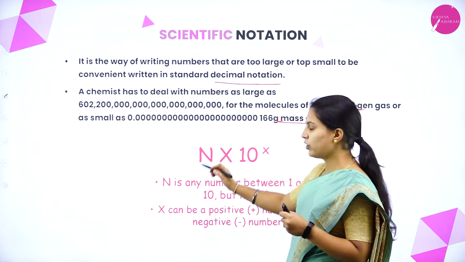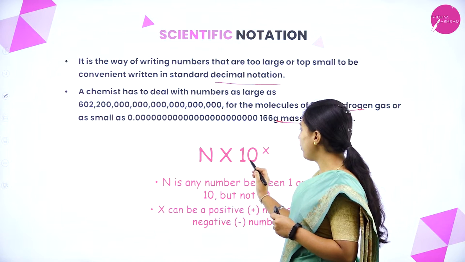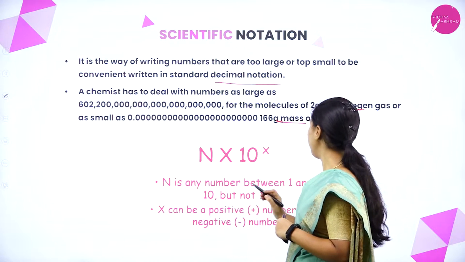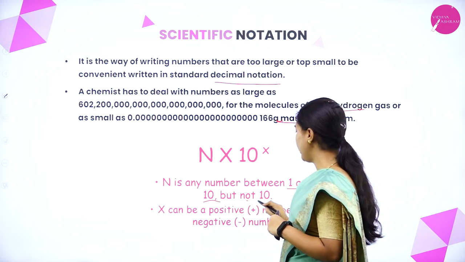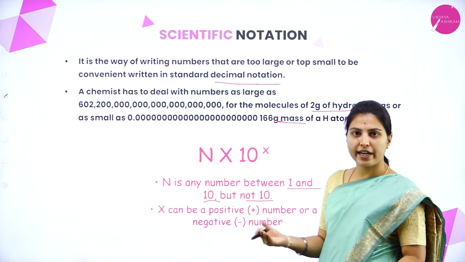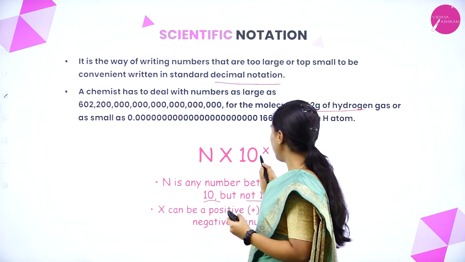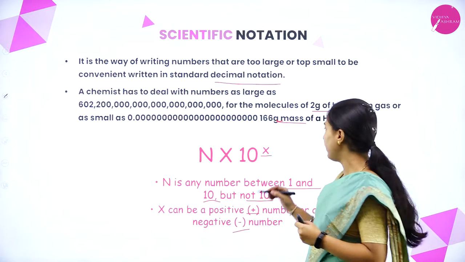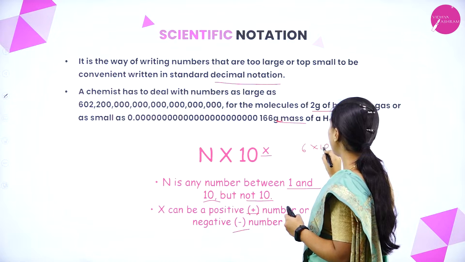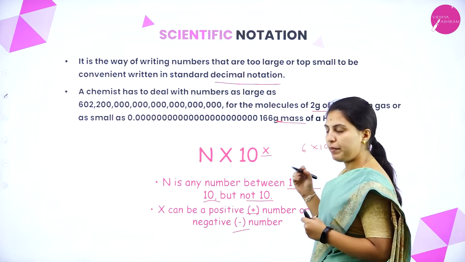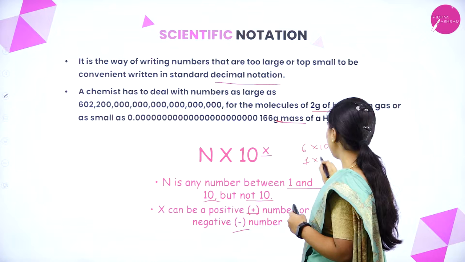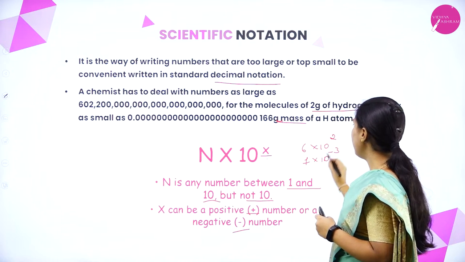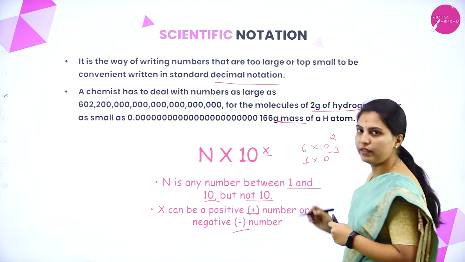That time they will use this notation, N into 10 to the power of x. N is any number between 1 and 10, but not 10. 1 to 9 you can write anything. Okay, what is this x? X can be a positive number or a negative number. Sometimes we will write like 6 into 10 to the power of 2, it may be positive, or 7 into 10 to the power of minus 3. This x can have a positive sign or a negative sign.